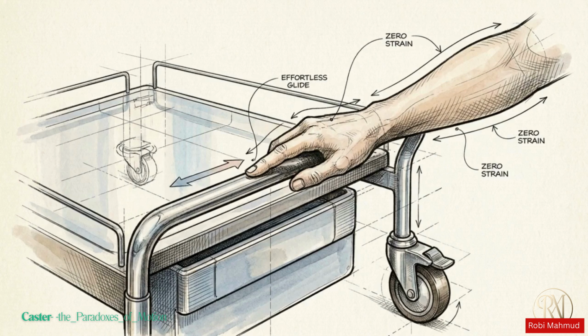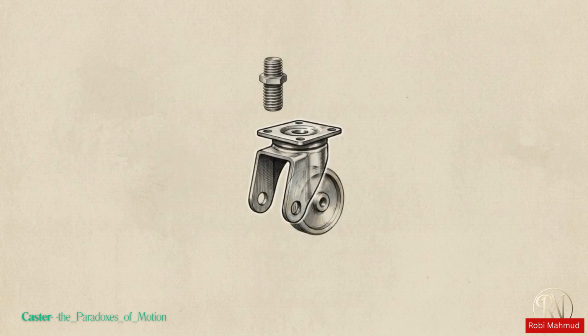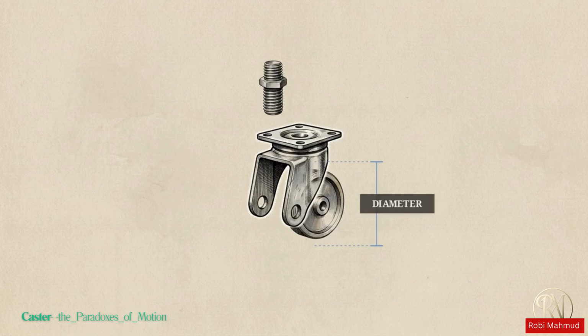Smooth, effortless movement is the output of a specific mechanical calculation. It happens when the wheel diameter, tread density, and swivel geometry are precisely tuned to cancel out the friction of the environment.